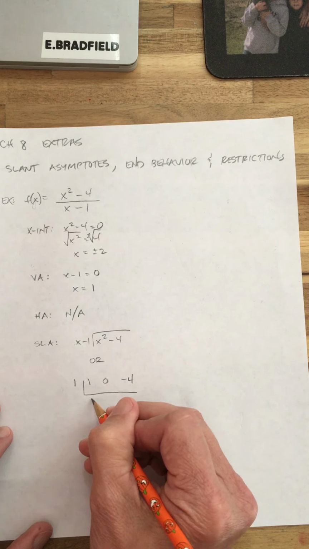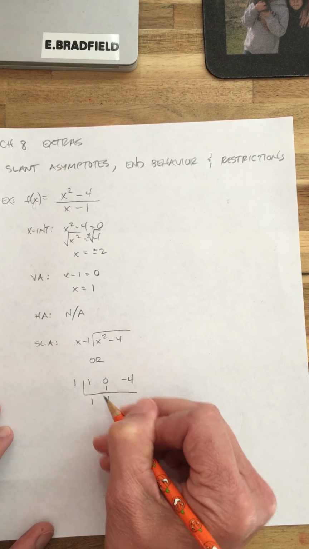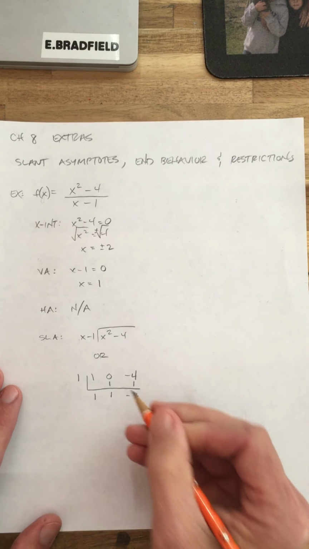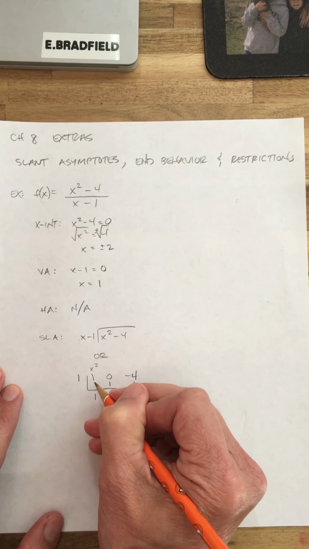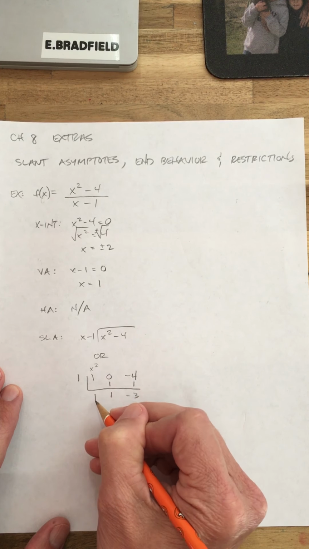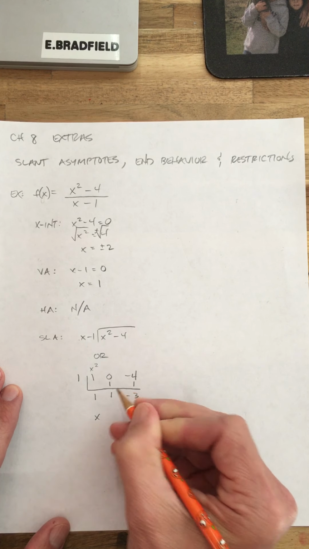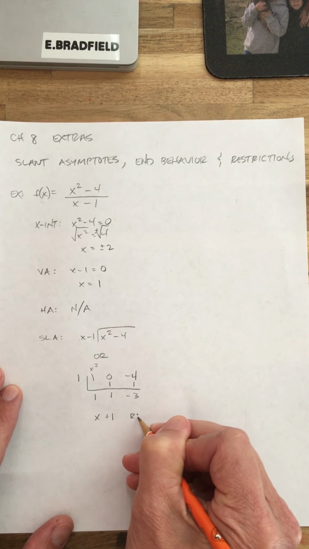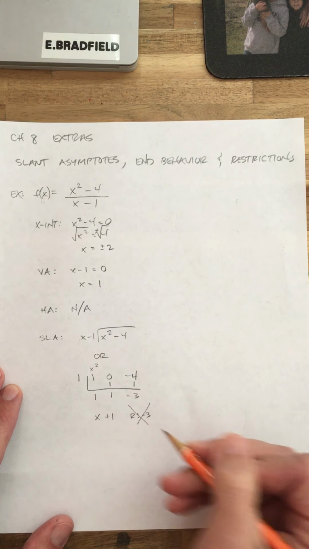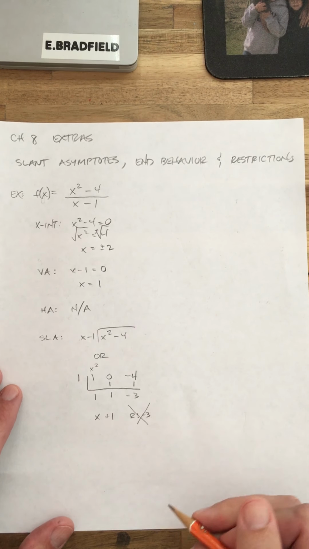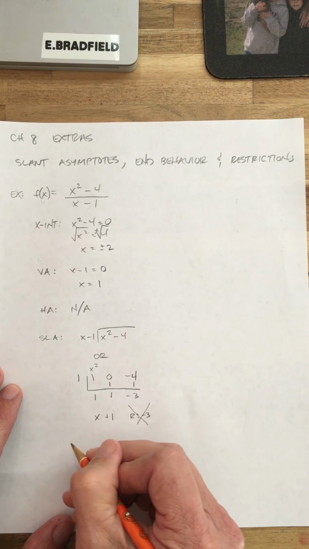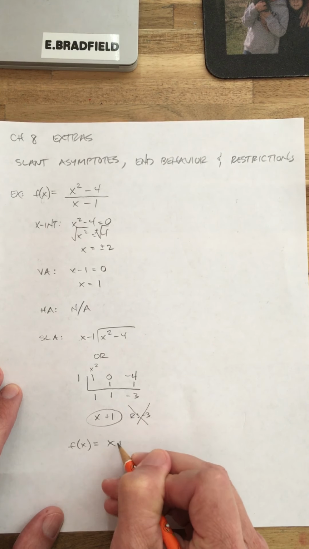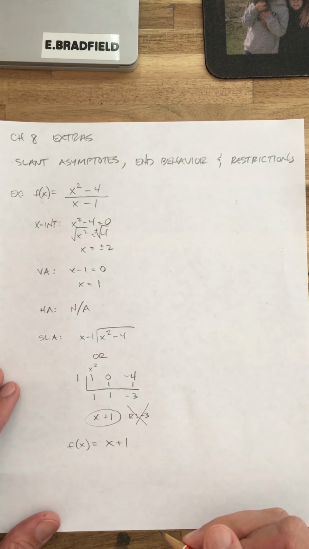All right, and then so I'll bring this 1 down, multiply, combine it, multiply, and then negative 4 plus 1 is negative 3, okay? Now keep in mind, this is 1x squared, so when I run it through the machine here, this drops down a power, so this is 1x, okay? And this is plus 1, and then this is a remainder of negative 3, okay? We don't really need to worry about the remainder when we're finding the slant asymptote, okay? So my slant asymptote is simply going to be f of x equals this guy right here, x plus 1. All right, there's my slant asymptote.